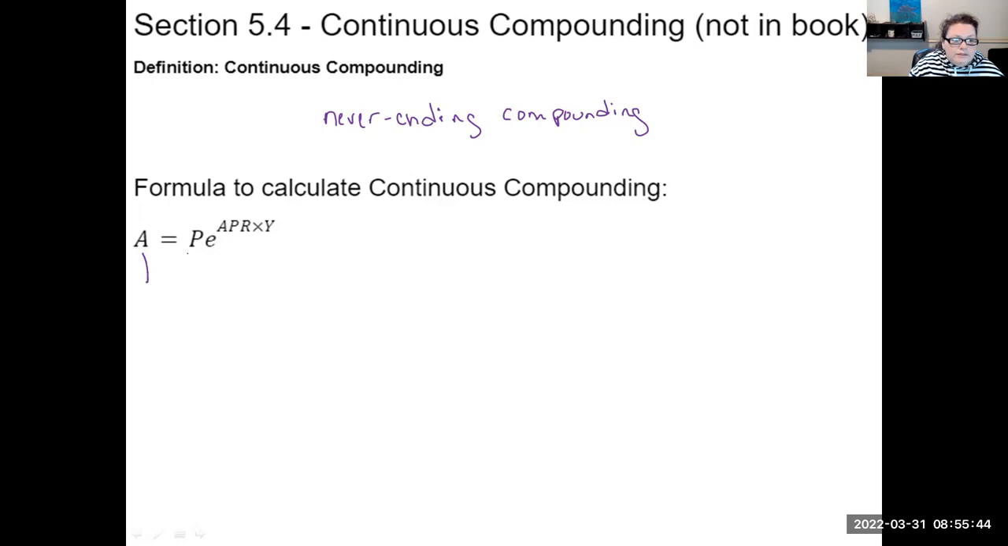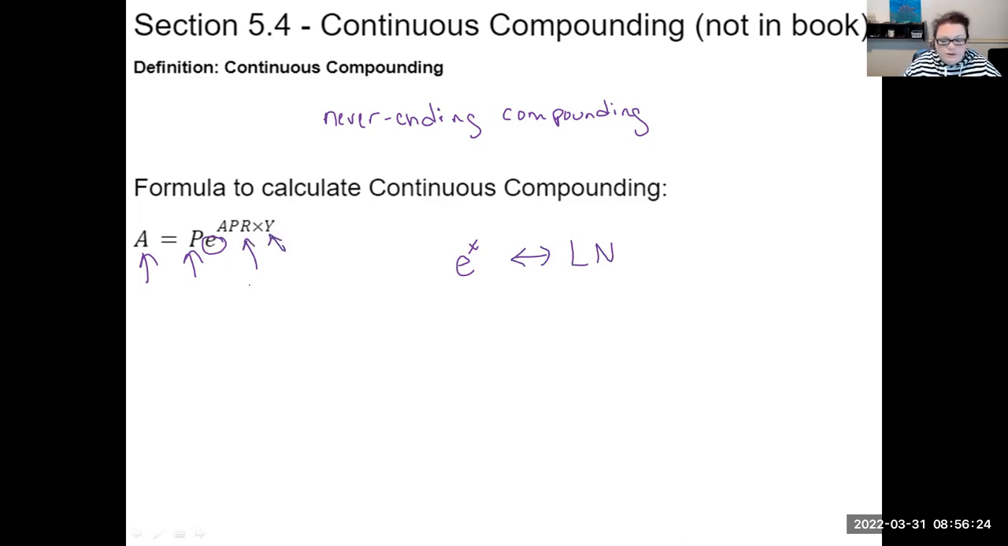ending amount, is equal to the initial investment, the principal. The little e here is on your calculator. It's going to look like this on your calculator. If you don't see it, look on your calculator for natural log, which is ln, because these are opposite each other. Okay, so if you can find ln on your calculator, e to the x is probably the one that's written that you have to use second to get to. All right, and then your APR is still your rate, and then your y is your time.